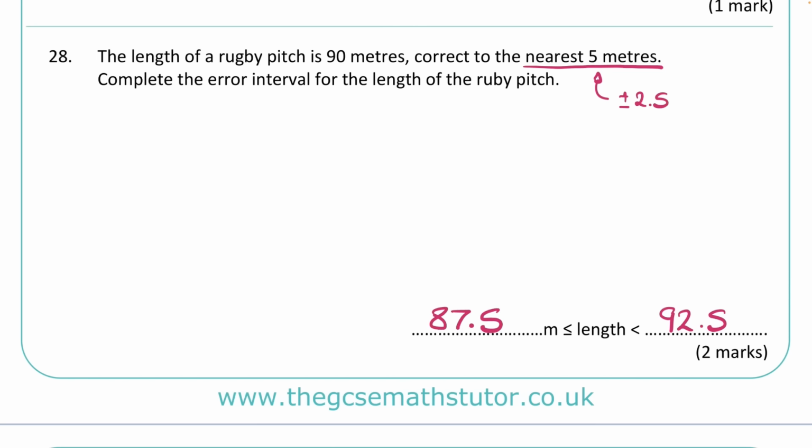Now, had it said nearest metre, that would have been a little different, because the 90 in that case would have been in between 90.5 and 89.5. And that's a very, very common error interval there. This one was a little bit more challenging because it did have that nearest 5 metres, which meant it could be 2.5 above and below. So quite a challenging little error interval there towards the end.